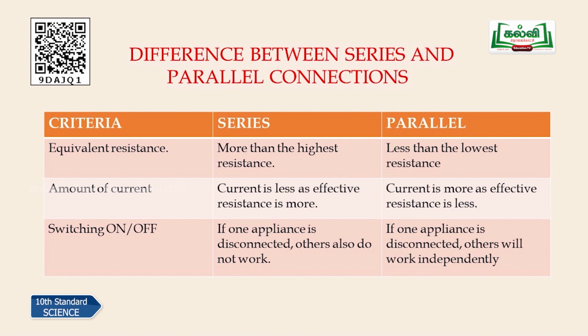Can you follow, students? One more time I will revise. The criteria I have taken is equivalent resistance: more than the highest resistance in series, and for parallel, less than the lowest resistance. The next criteria, amount of current. Current is less as effective resistance is more. When current is more, the effective resistance is less. When I switch on or off, if one appliance is disconnected in series, the others also do not work. But when I disconnect in parallel combination, the others will work independently.